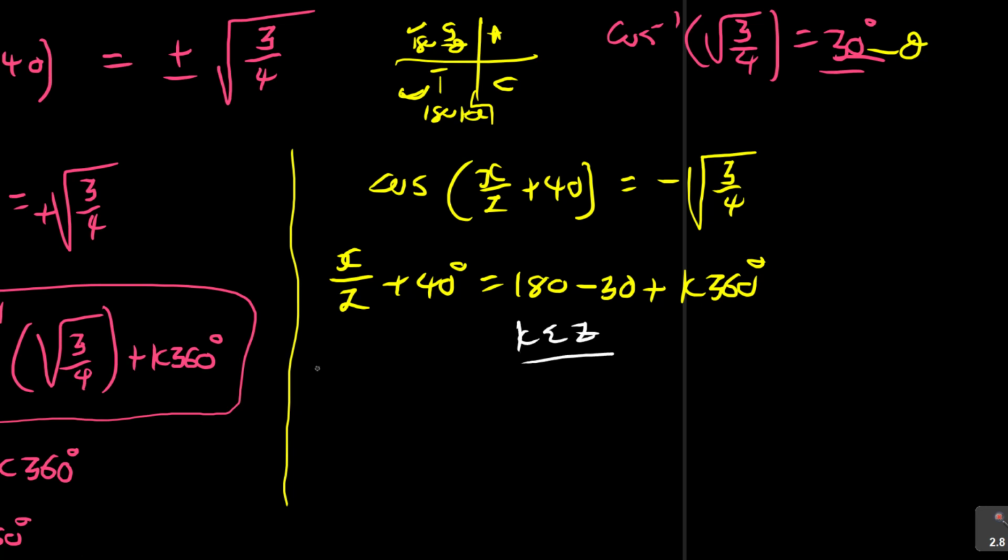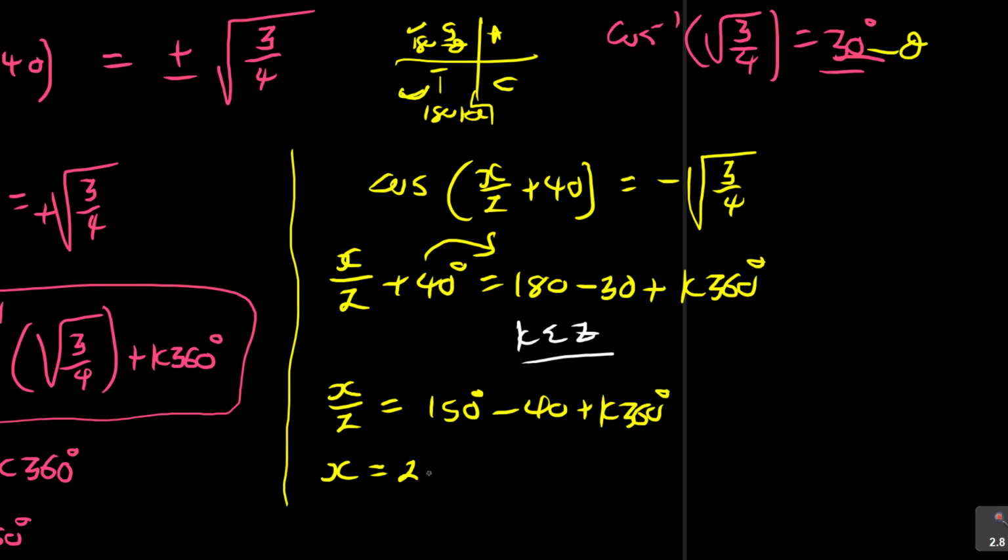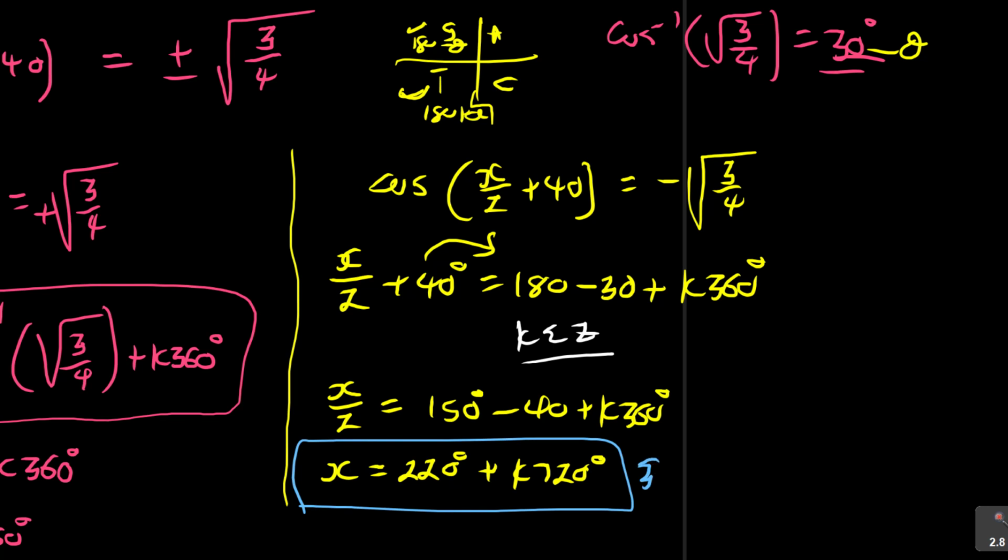So what you're going to do is to simplify that. You've got x over 2, 180 minus 30 is 150, take 40 to the other side, it's 150 degrees minus 40 plus k 360. Then don't forget the answer, you're going to multiply by 2, so x is equal to 150 minus 40 is 110, so it is 110 times 2, I think it's 220 plus k 720 degrees. You're just doing the same thing you did previously. So this is number 3.